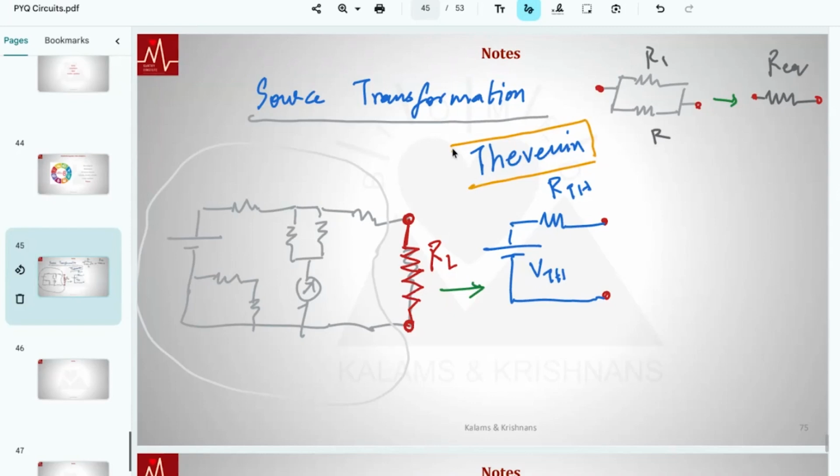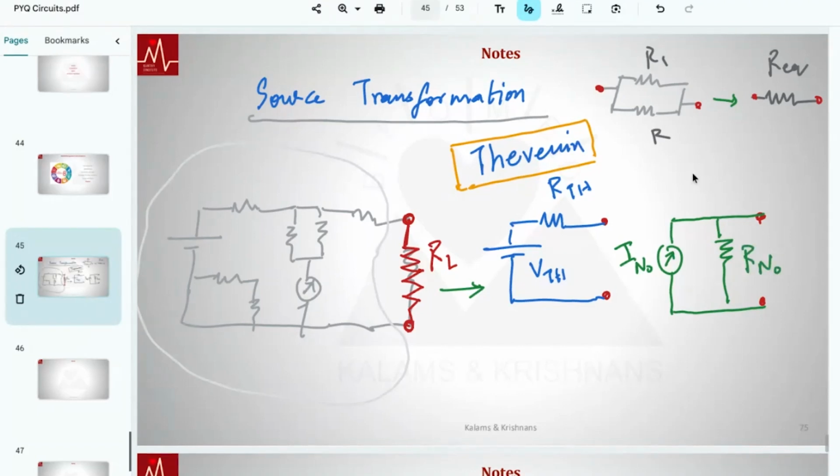We also have a Norton equivalent, where again this entire circuit could be equivalently written as this. You have a current source in parallel with a resistor. This current source value is I_N, and this is R_N. This is referred to as a Norton equivalent. So any circuit, this big circuit, can be written as either in the Thevenin form or in the Norton form. And they are all equal, so you can also go back and forth between this side and this side.